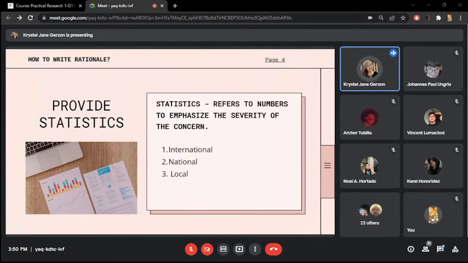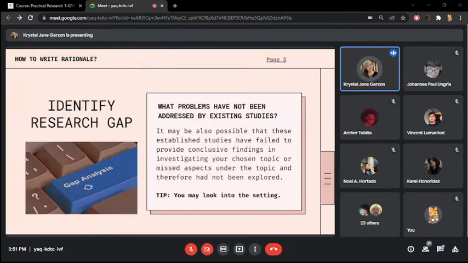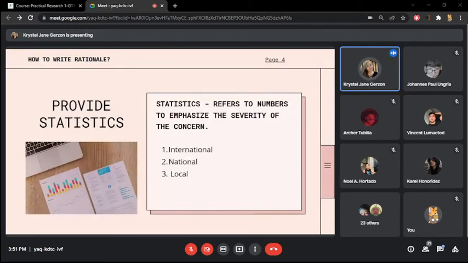So basically, this would definitely convince your readers of how bad the problem is when it comes to online games, or whatever topic you have there. Then next, of course, once you're done, by the way, you will be looking for three kinds of statistics: international, national, and local sources of statistics. What do you think, guys? Which among these three do you think is the most important?